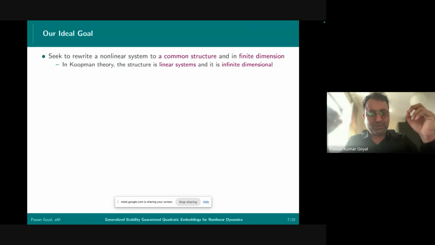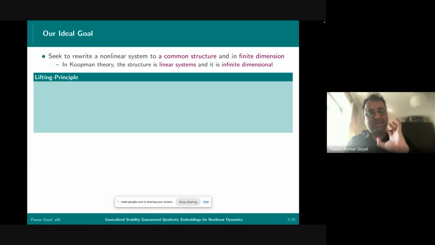From the Koopman theory perspective, the structure is linear, but the downside is that we might have to deal with infinite dimensional systems. That means they are either very high dimensional or not possible to approximate in finite dimensions. This leads to us still being interested in a common structure for all nonlinear systems, but in finite dimensions, and this leads us to think in the direction of lifting principles.